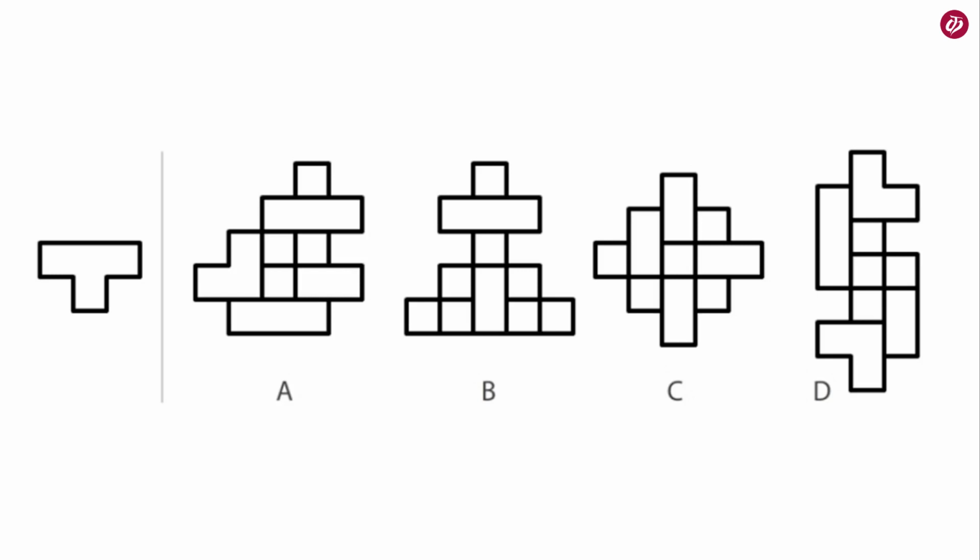Now let's look at the option A and try to fit the given figure. This is an easy figure. We can easily identify the figure given in the question. Similarly, let's quickly look at the other options. So we can see that option B can be eliminated and the answer is A, C and D.